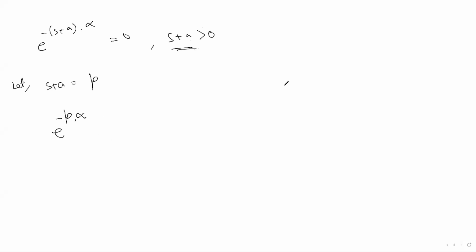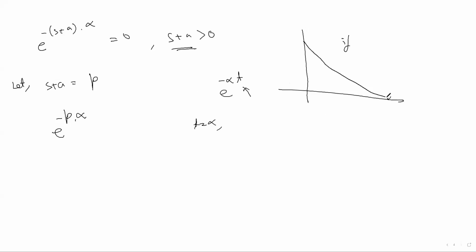I have already explained what the plot of this thing, minus alpha t, is. The plot of minus alpha t is gradually decreasing. It is gradually decreasing until the ultimate t equal to infinity. If you put t equal to infinity, then what is the value? It is minus infinity.